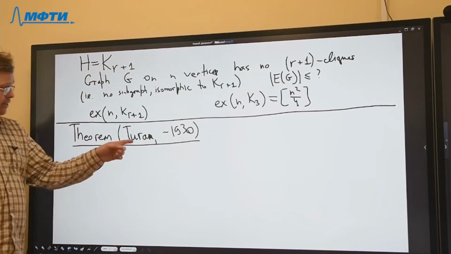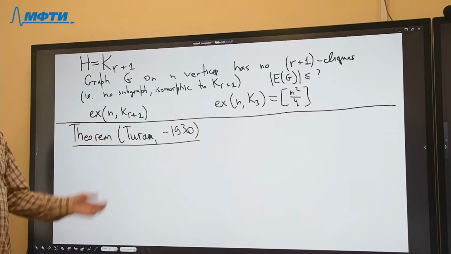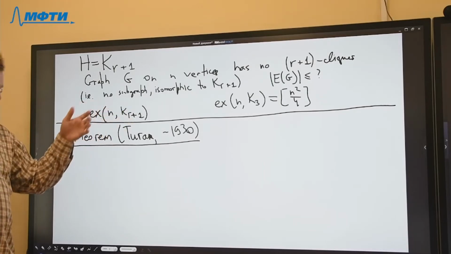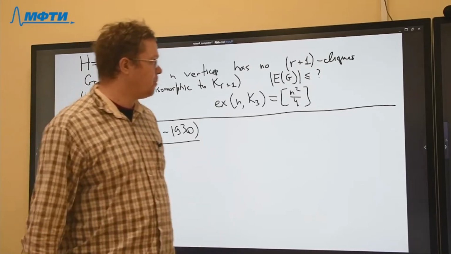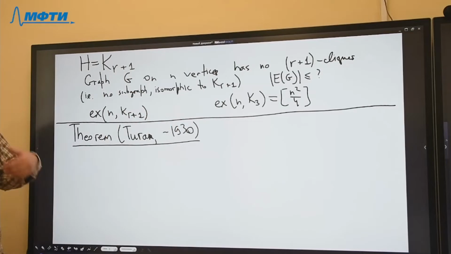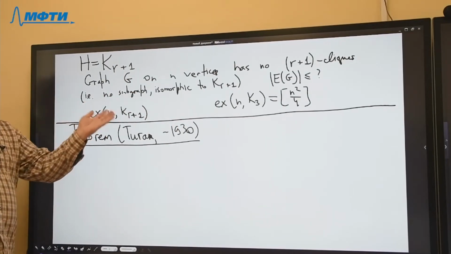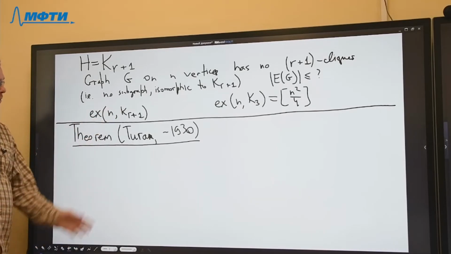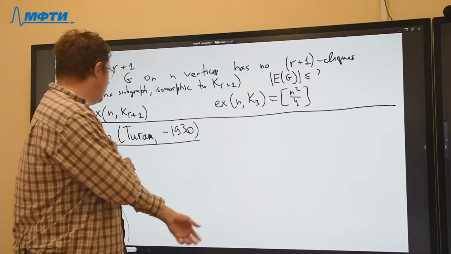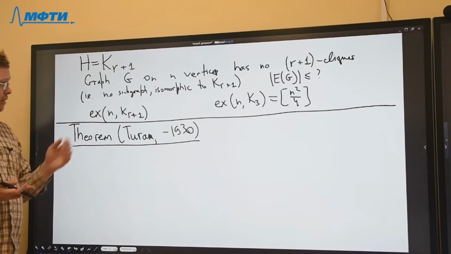And he constructs some example of graph called Turán graph, which is similar to the bipartite full graph, is the extremal solution to this problem. So it is the graph with maximal number of edges possible for a graph on n vertices which doesn't contain any subgraph isomorphic to K_{r+1}. And from this we can find this number.